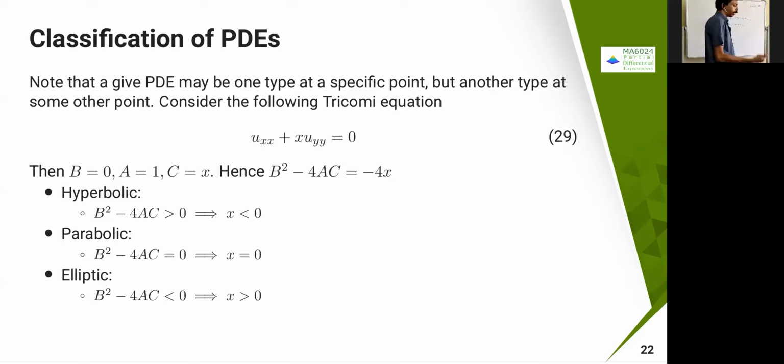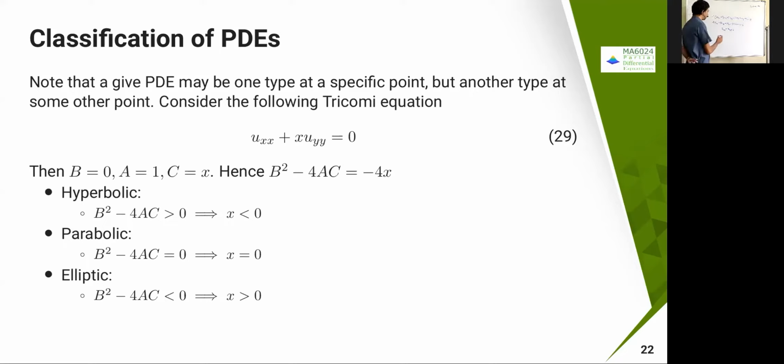See, same equation, same PDE. The PDE may be the same, but at one place it may be hyperbolic, at one place it may be parabolic, and at one place it may be elliptic. For example, let's consider this Tricomi equation: u_xx plus x u_yy equal to 0. Let's consider this equation.